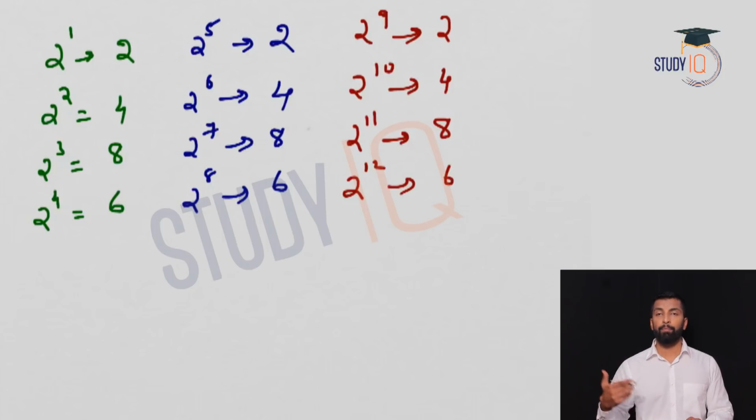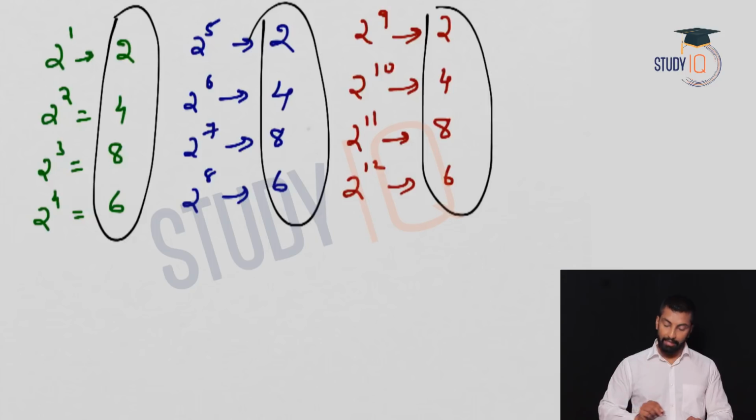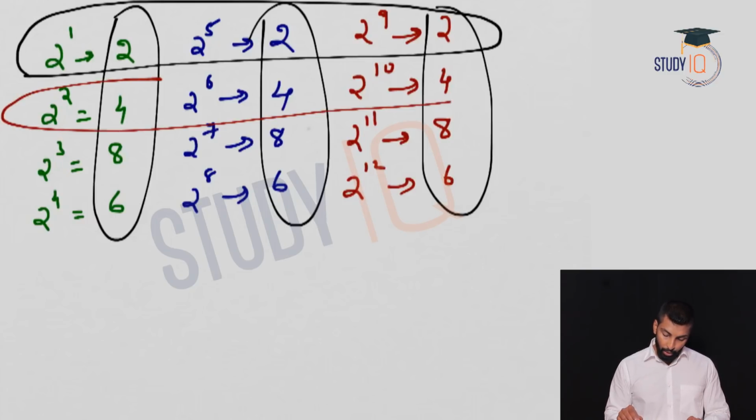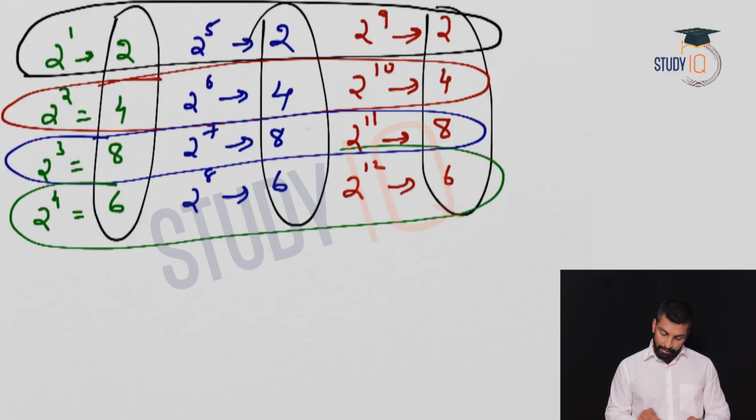Now it will keep on continuing like this. So if you see what are the possible values, 2 4 8 6. Here also 2 4 8 6. Here also 2 4 8 6. Now if you continue indefinitely, you will get these 4 as the possible last digit of number ending in 2, whatever be the power. 2 4 8 6. Now if you look at this row, you get 2 only. Similarly, if you look at this row, you get 4, and if you look at this row, you get 8, and if you see this row, you get 6, right?